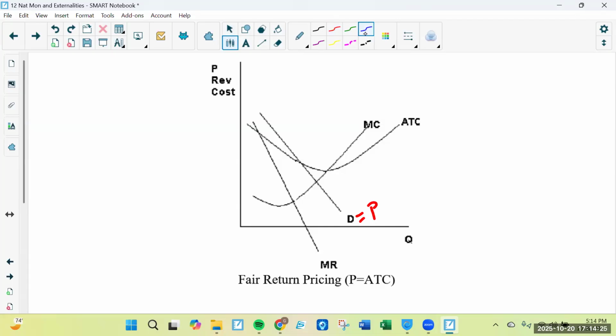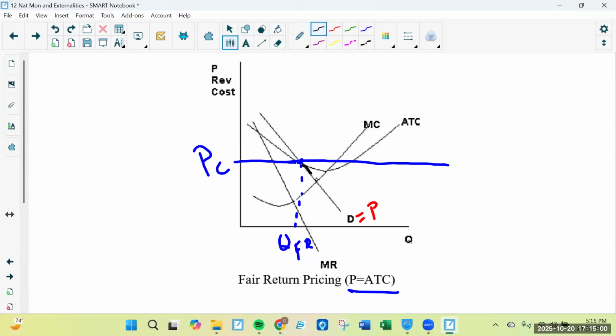And where they could regulate them here is where price equals ATC. If they put that price ceiling right there, then they're going to keep the price from rising. And this is the quantity they're going to produce. So this would be the Q fair return. Now, here they're earning zero economic profit, which means they're earning as much here as they would in a perfectly competitive situation, but there's still deadweight loss. So it does not eliminate deadweight loss.